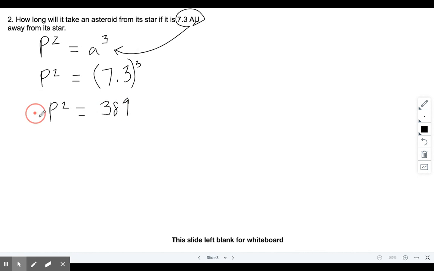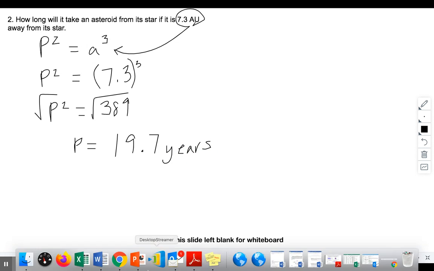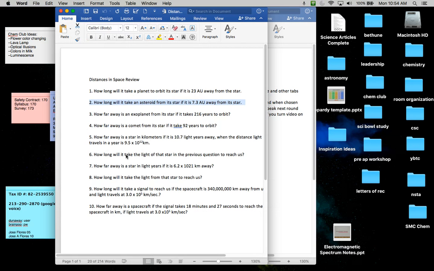Then I want to take the square root of both sides. So the square root of p squared. Now I'll take that number I just got and take the square root of it, and that equals 19.7. So this asteroid is 7.3 AU away. It's only going to take 19.7 years to orbit its star. So much less time. Okay. Next question, let's go copy it.